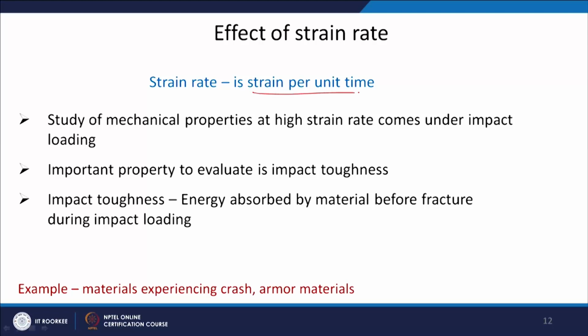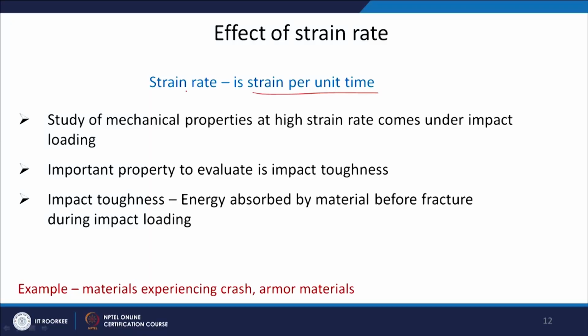Then there can be change in the material behavior as a function of strain rate also. And what is strain rate? Strain rate is strain per unit time. When I was discussing the tensile machine, I said I can move the crosshead with different velocity. So if I am doing it at a high velocity, that means I am having high strain per unit time, that means I am doing it at high strain rate. If I am having a low velocity, then my strain per unit time will be small and my strain rate will be low. So the study of mechanical properties at high strain rate comes under impact loading.